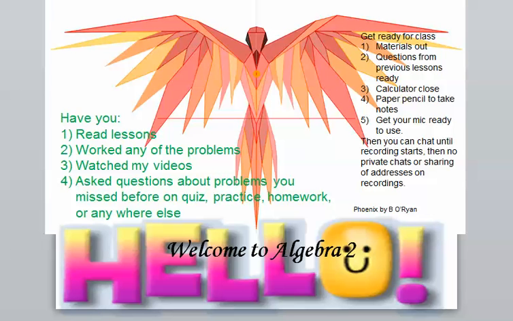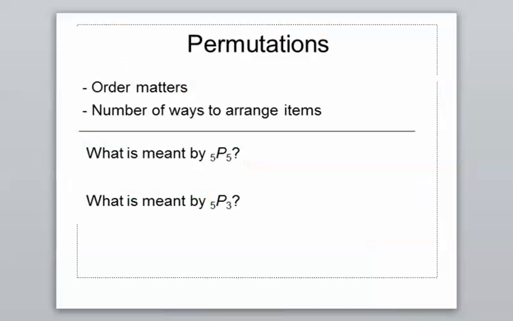We're looking at Unit 4. And in Unit 4, the next topic in that unit is called permutations. Okay? What is a permutation? Well, it's a way of saying how you arrange things, but it's selecting things where order matters.